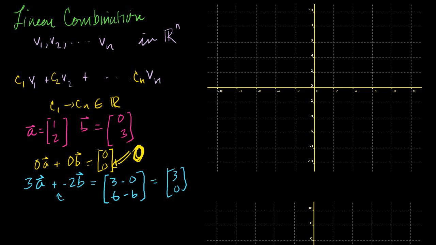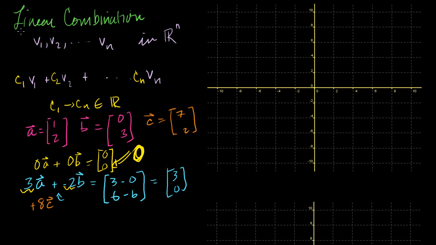I could keep putting in a bunch of random real numbers here and here, and I'll just get a bunch of different linear combinations of my vectors A and B. If I had a third vector here, if I had vector C, and maybe that was just 7, 2, then I could add that to the mix, and I could throw in plus 8 times vector C. These are all just linear combinations.